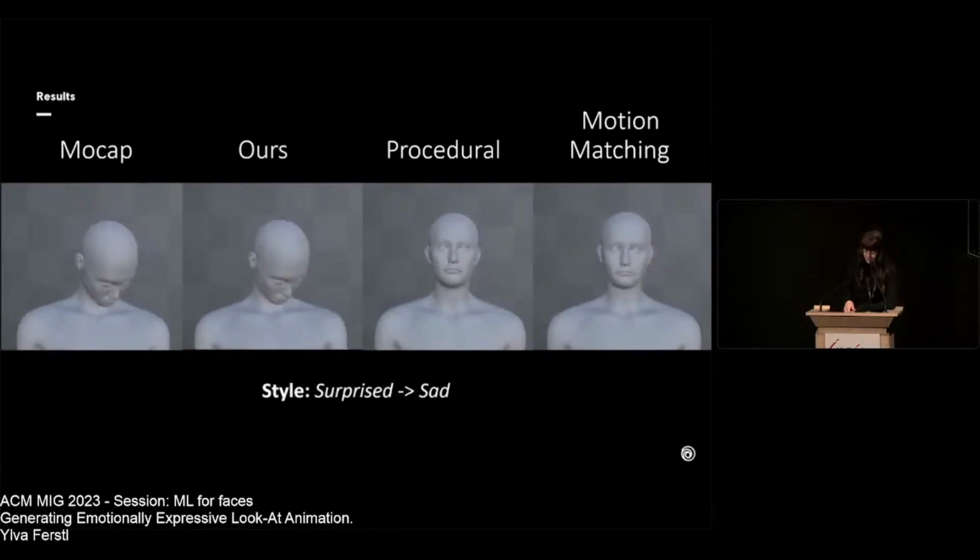Finally, we have surprised to sad. Surprised is characterized again by a very sudden, startled turn to the target, and the sad reaction is this drop of the head, the slow sad drop, and then a slow backward motion.